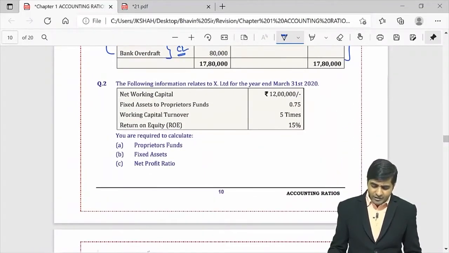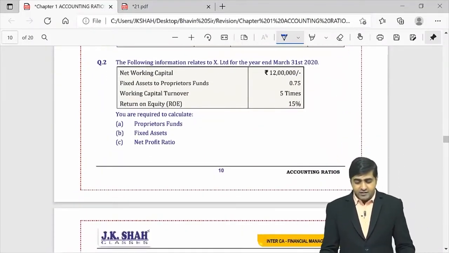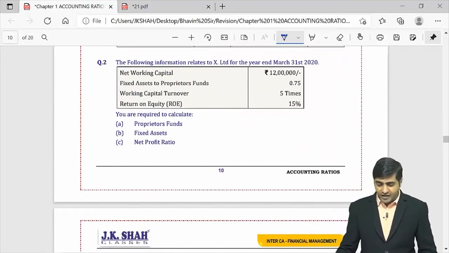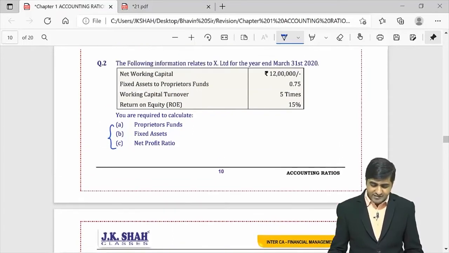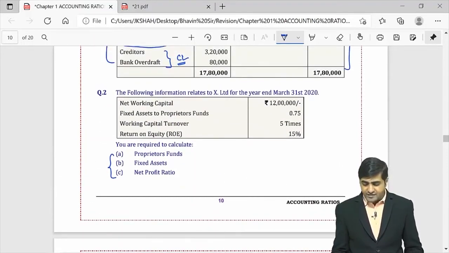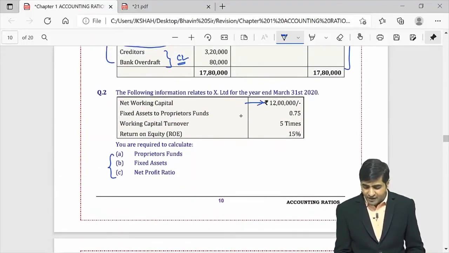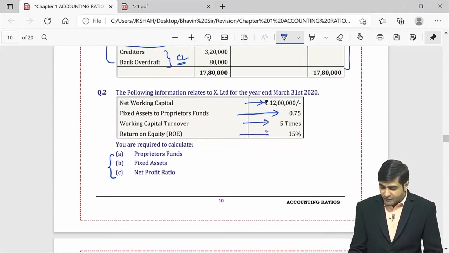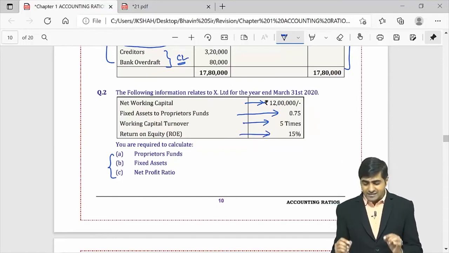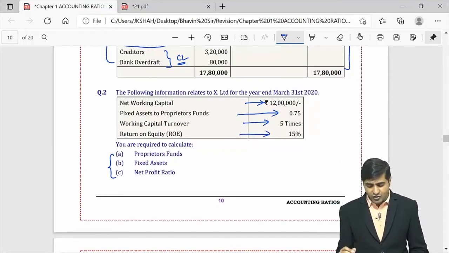Now, coming to the next question, my dear students, from the following information we are required to calculate these ratios: your proprietors funds, your fixed assets and your net profit ratio. Guys, we have the net working capital available, we have fixed assets to proprietors funds available, and then we have working capital turnover, we have ROE. Now, in such a situation, how should you approach? Guys, always remember that here we have fixed assets upon proprietors funds, which is 0.75.